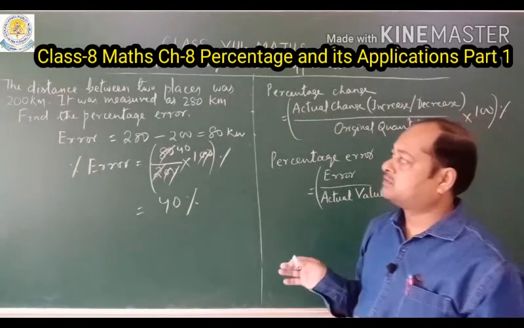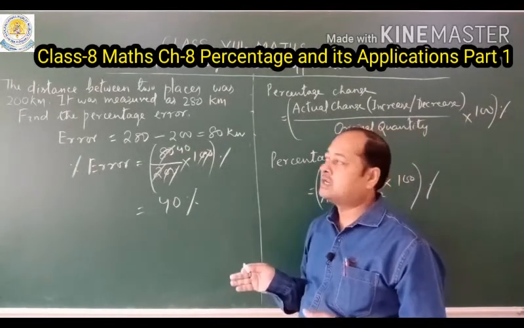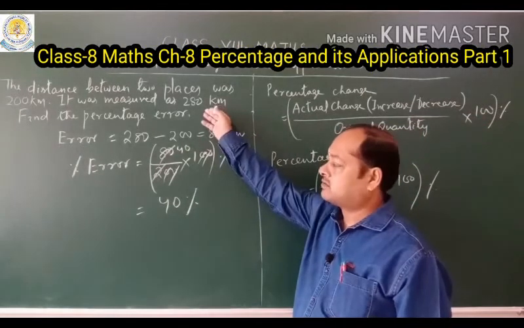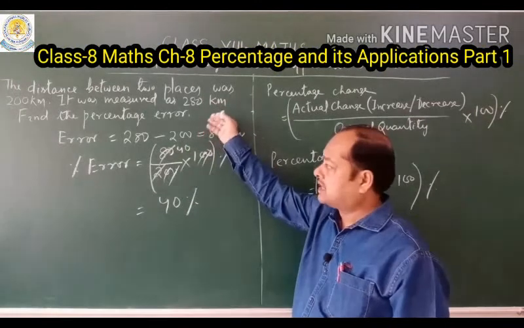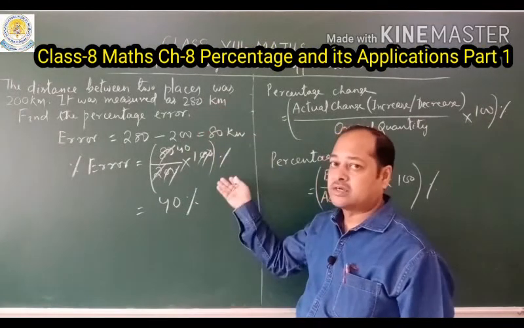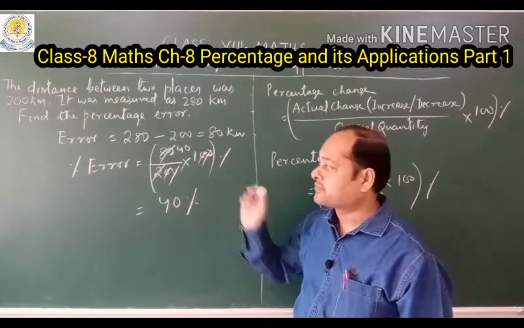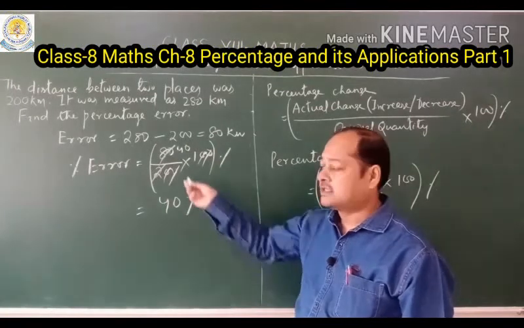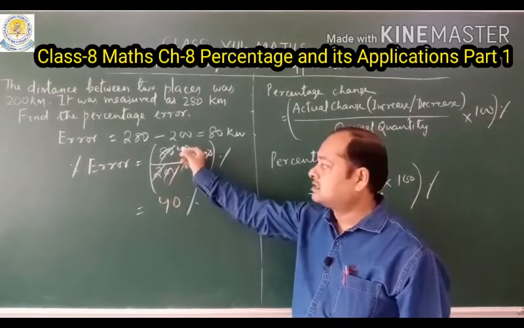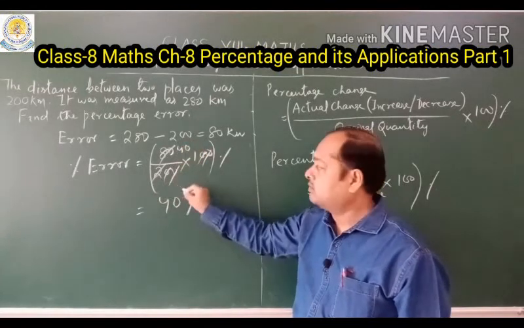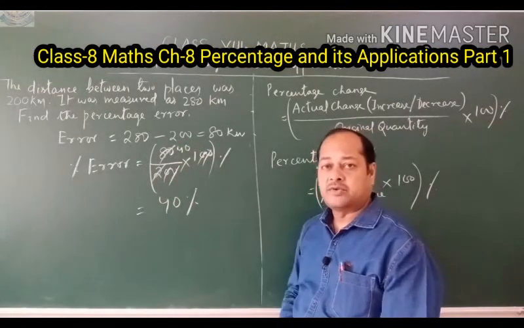So the distance between two places, the actual value is already given, and the mistake value or the error value is 280. So 280 minus 200 is the difference or the error, and using this formula percentage error, the error upon the actual value into 100, we got 40%. Okay.